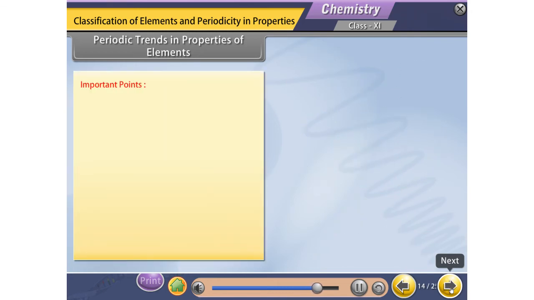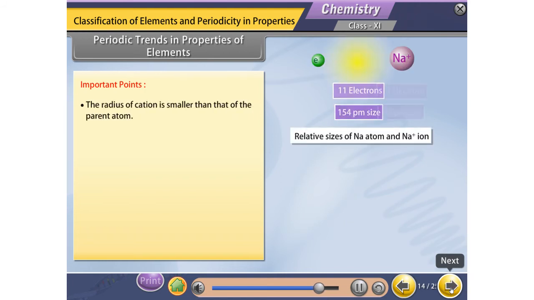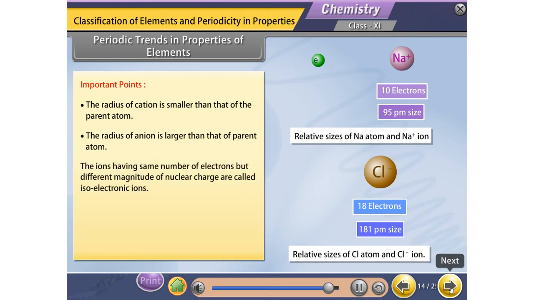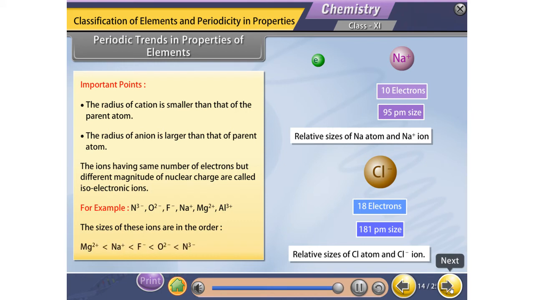Important points. The radius of a cation is smaller than that of the parent atom. The radius of an anion is larger than that of the parent atom. The ions having the same number of electrons but different magnitudes of nuclear charge are called isoelectronic ions. For example, the size of these ions is in the order.